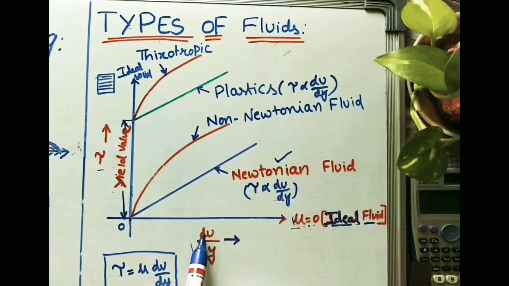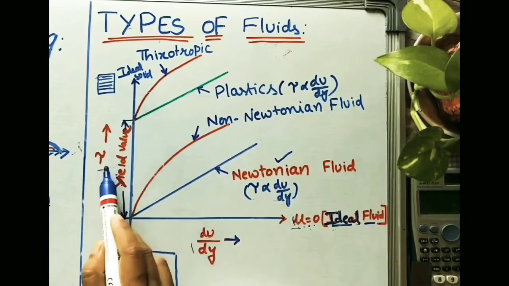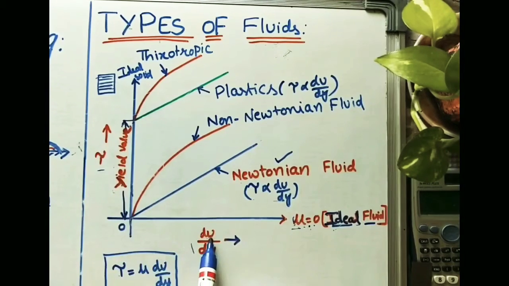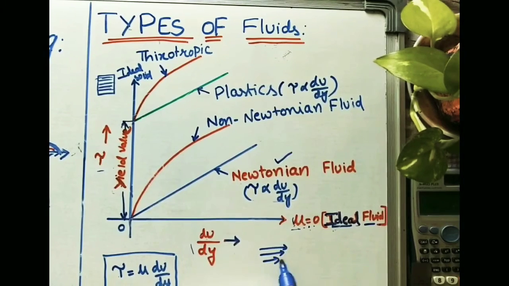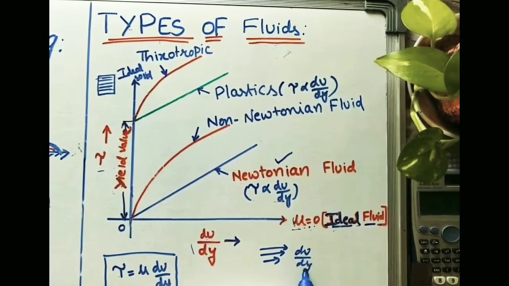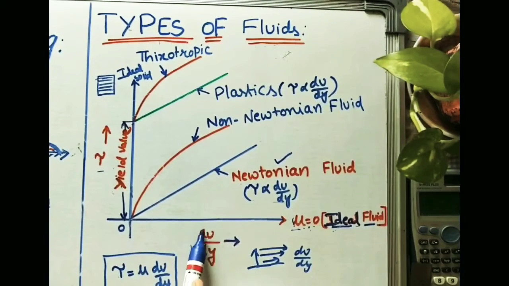du by dy is 0 here on this line. Tau is maximum. Du means the velocity between layers of the fluid. Okay, du by dy, dy means distance from the bottom of the pipe. Okay, the velocity is 0 with respect to the distance.